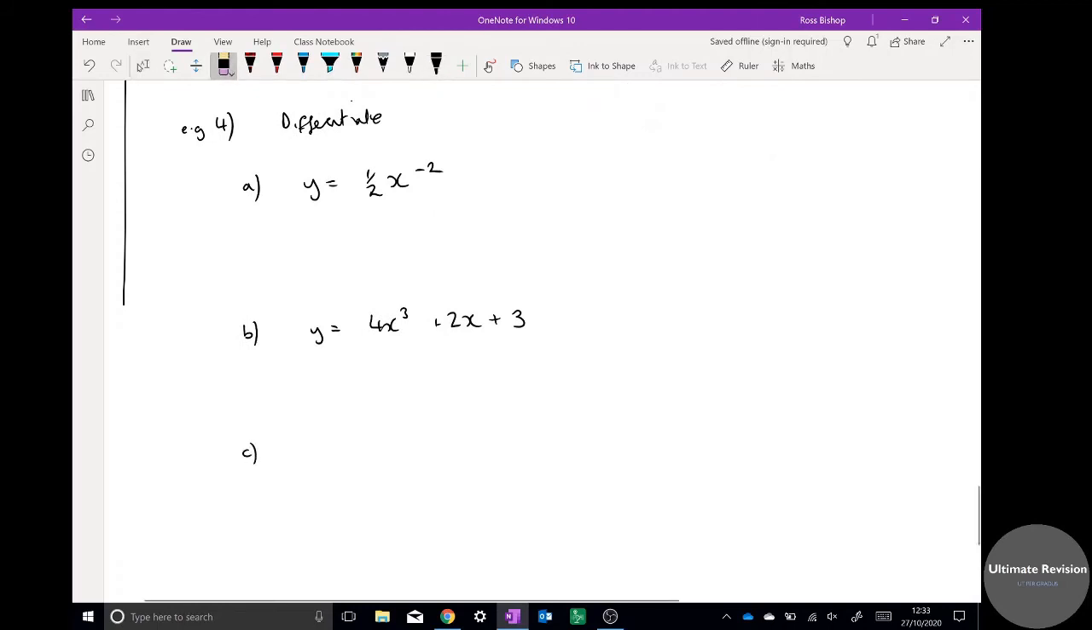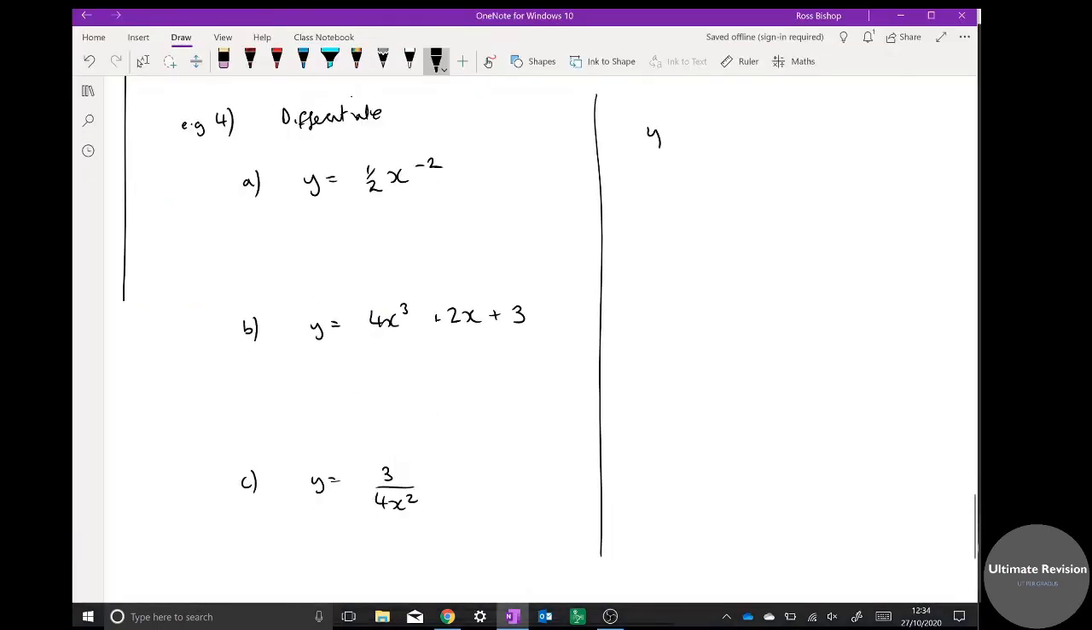C, over 4x squared, and f(x). Okay, so 5 examples there. You may want to pause the video and have a go at some of these yourself.